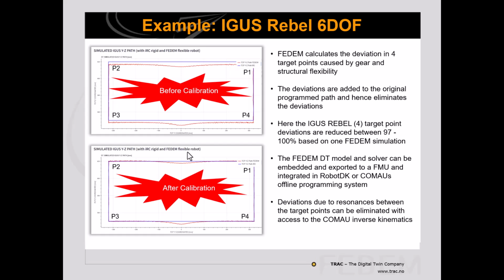And after I updated the TCP path and hence also the joint path in IGUS IRC, I run the simulation once more in FEDEM and I obtained this red curve here. And you can see I hit the 4 reference points spot on. I improved the accuracy with 97 to 100% based on one FEDEM simulation. And you can use this FEDEM as a plugin in RoboDK or COMAU's programming system to improve the accuracy in the same way.